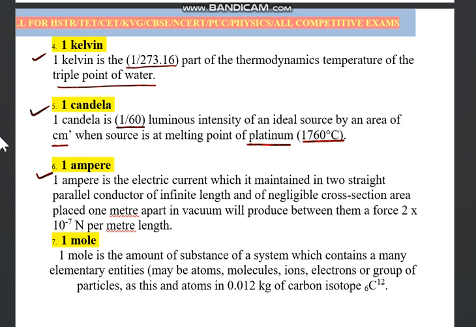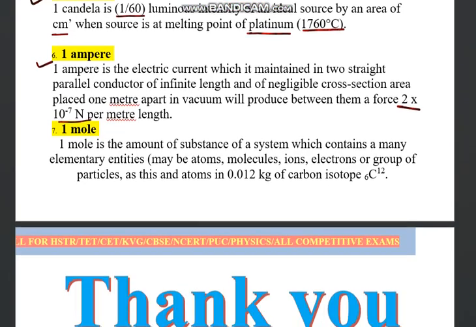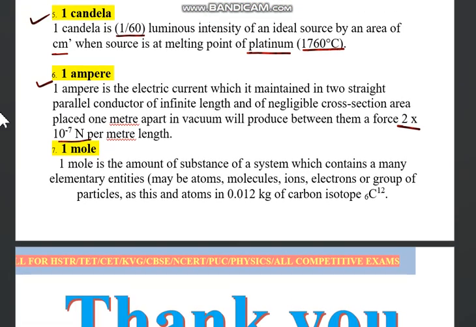Next, what is the meaning of 1 ampere? 1 ampere is the electric current which, maintained in two straight parallel conductors of infinite length and negligible cross-section area placed 1 meter apart in vacuum, will produce between them a force of 2 into 10 raised to minus 7 Newton per meter length. I know this is a little bit difficult to understand, but this is not that important. You just have to know the meaning of these for examination purposes.